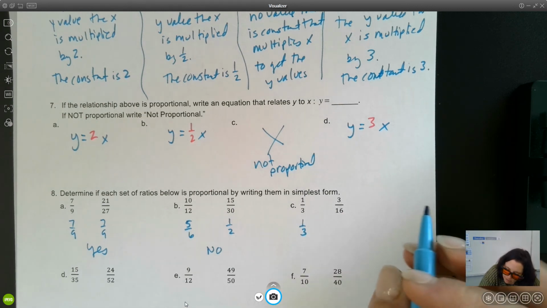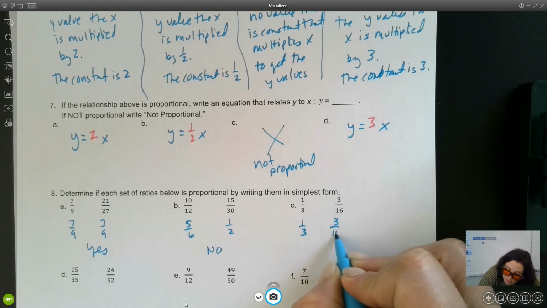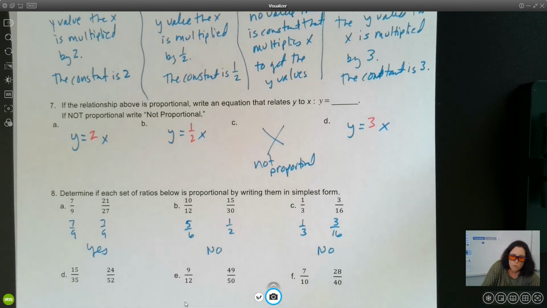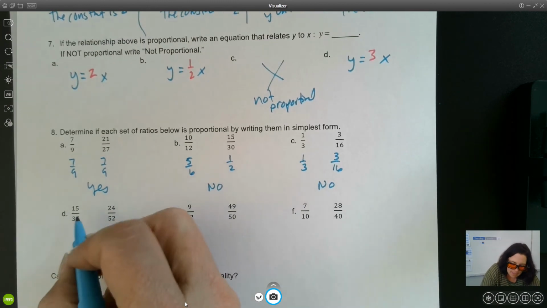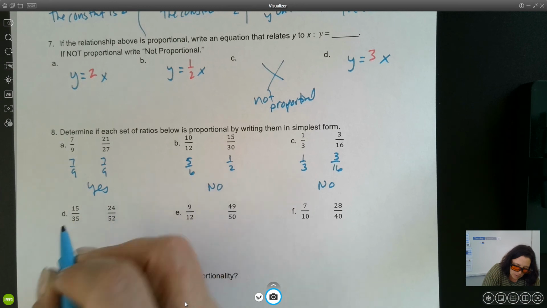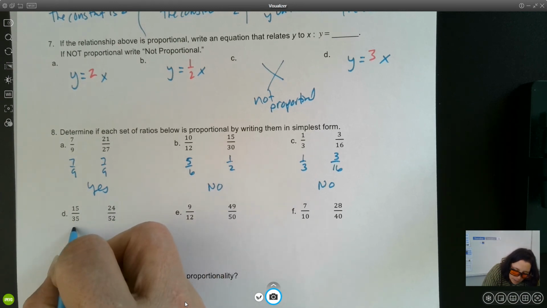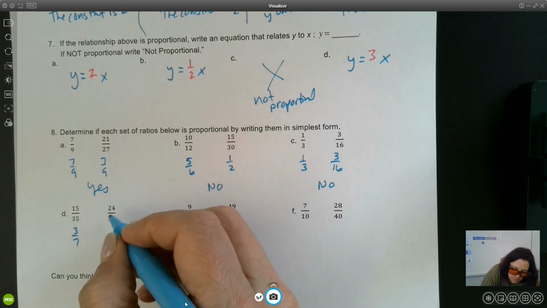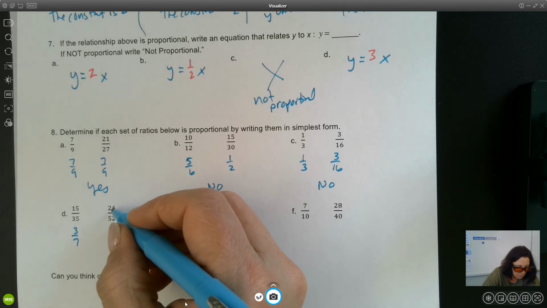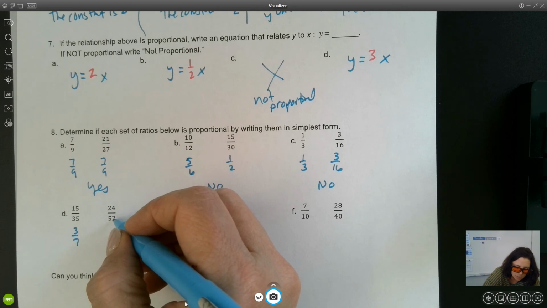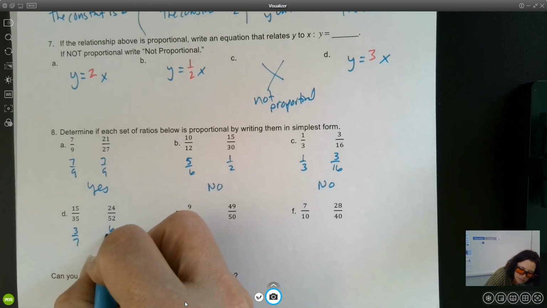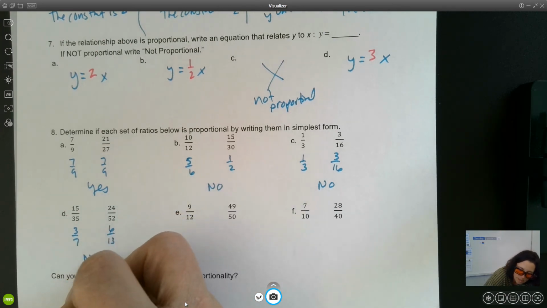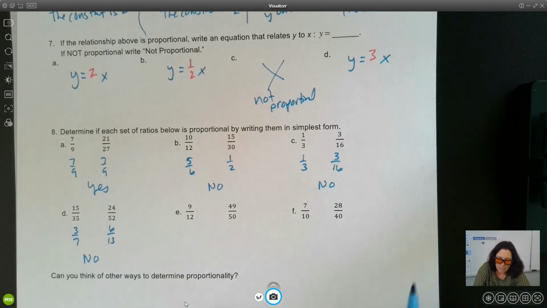1/3 is already simplified, and so is 3/16. Nope, not proportional. 5 goes into both of these, 3 times, 7 times. What goes into 24? 4 goes into both of those. That 52 is kind of a sneaky one. 6/13. Nope, these are not the same.